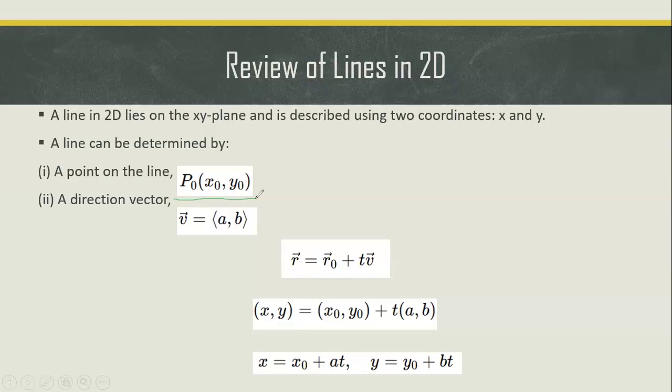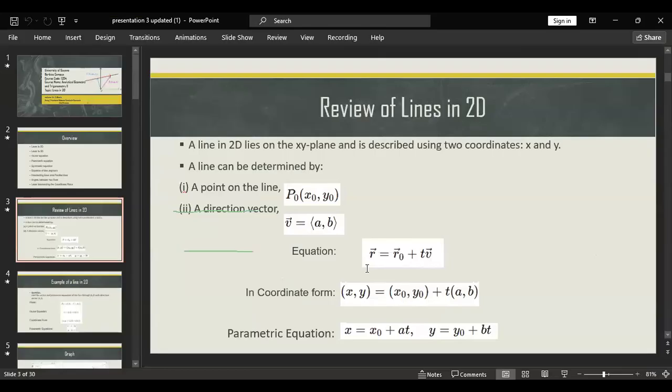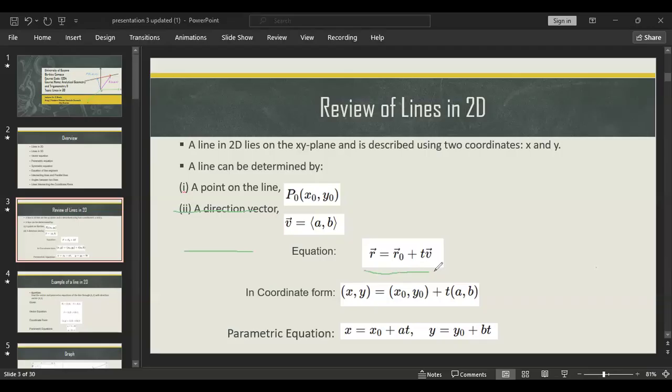Yes, so one, a point on the line P naught, with the coordinates X naught and Y naught, and two, a direction vector, vector V is equal to A comma B. So the vector equation is given as vector R is equal to vector R naught plus a parameter T times vector V. And in coordinate form, it can be written as (x, y) is equal to (x naught, y naught) plus t times (a, b).